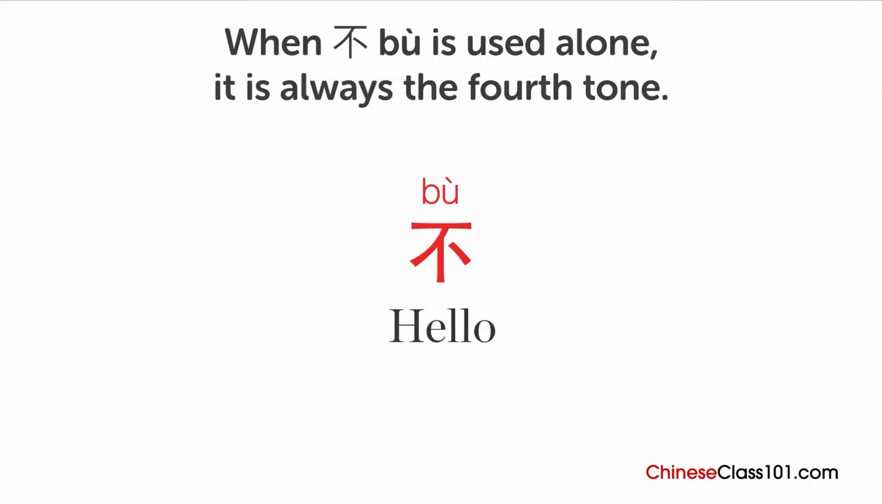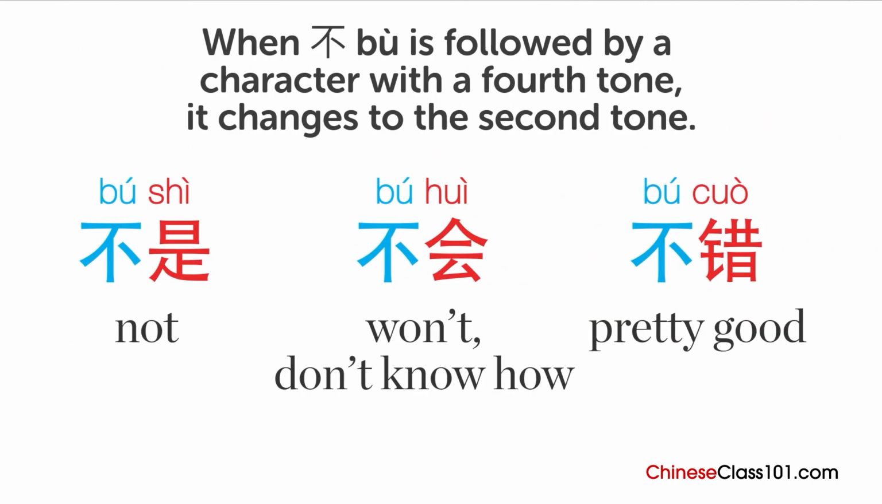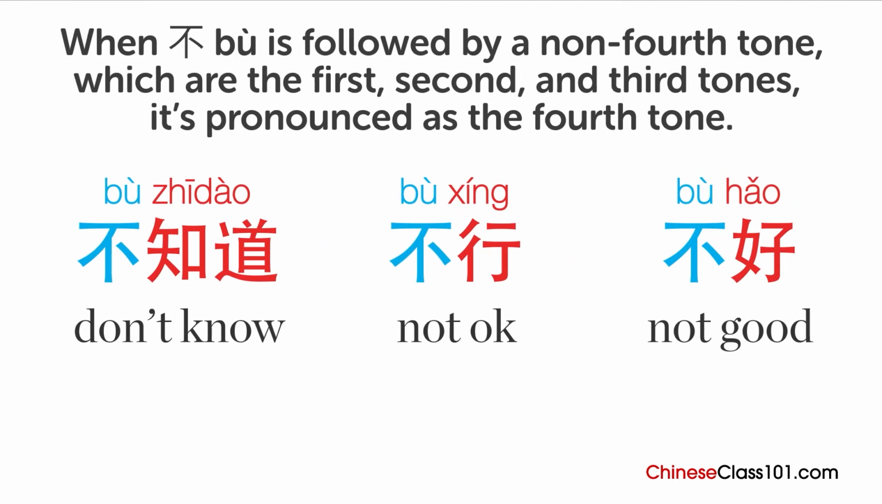When 不 is used alone, it's always the fourth tone, 不. When 不 is followed by a character with a fourth tone, it changes to the second tone, 不. For example, 不是, 不会, 不错. When 不 is followed by a non-fourth tone, which are the first, second, and third tones, it's pronounced as the fourth tone, as in 不知道, 不行, 不好.